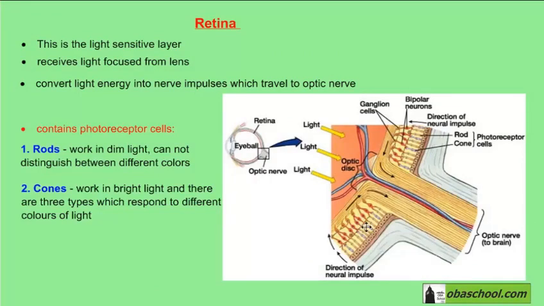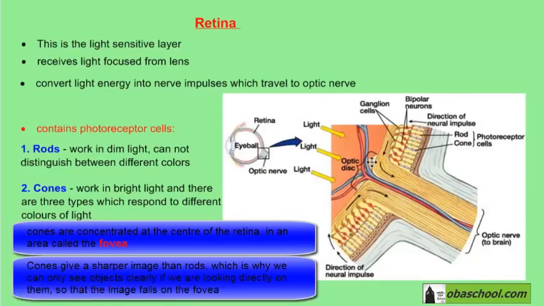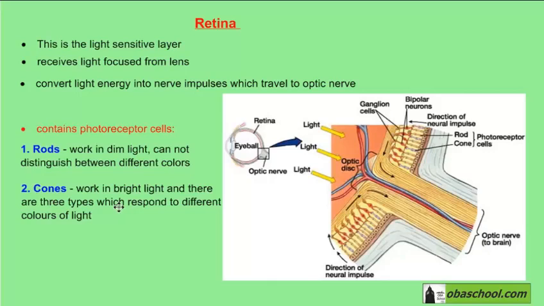So the rods and cones are distributed along the retina, but we have cones concentrated at the center of the retina in an area called the fovea. Cones give a sharper image than rods, since they allow us to see colors, which is why we can only see the objects clearly if we are looking directly at them. If we are looking at an object clearly, the image is concentrated on the fovea, and the fovea is where the cones are concentrated. So we have a huge concentration of cones there, and cones allow us to see more clearly than rods. So once we look at an object directly, the image is concentrated on the fovea where there are cones, and we are allowed to see the image very clearly.